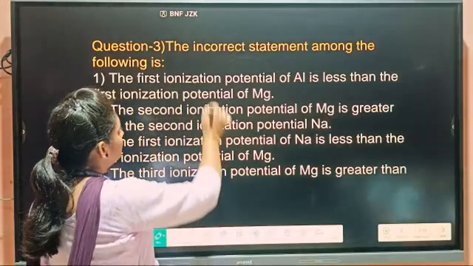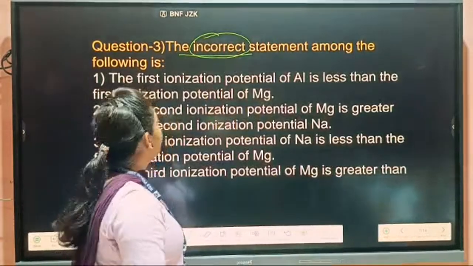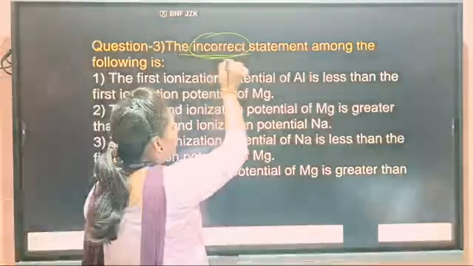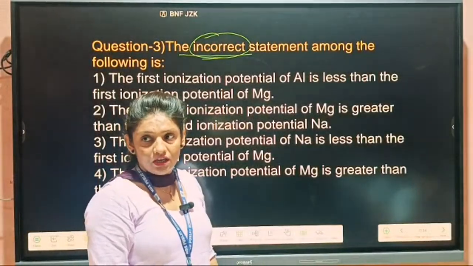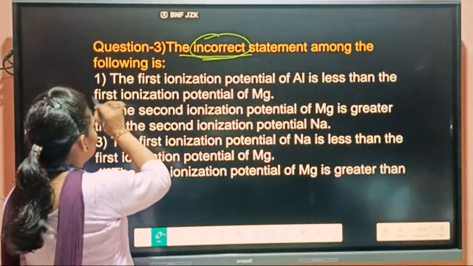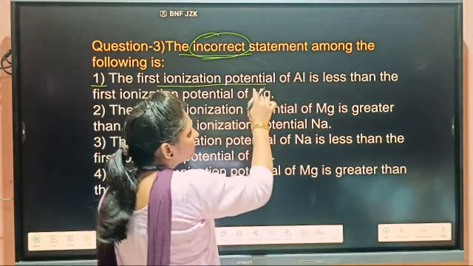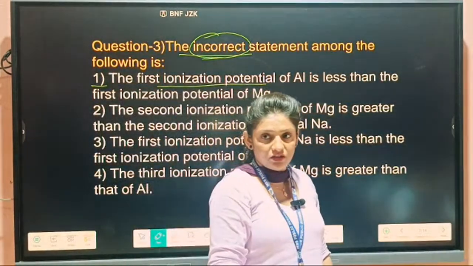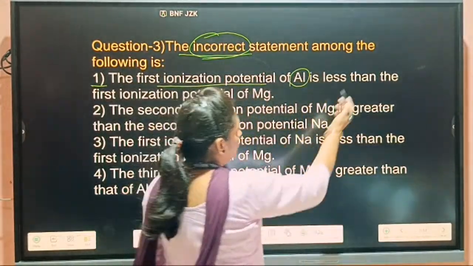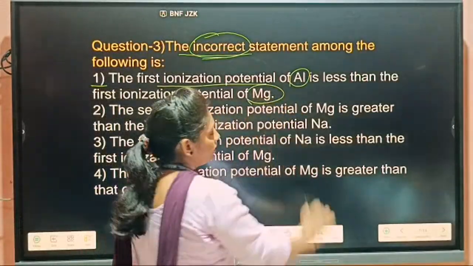Question number 3. The incorrect statement among the following. Students, we have to tell about the incorrect statement here. Okay, so we will see the statements one by one. Here statement 1 is: the first ionization potential or the first ionization energy of Al, aluminium, is less than the first ionization potential of magnesium.